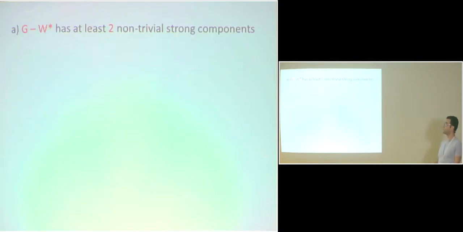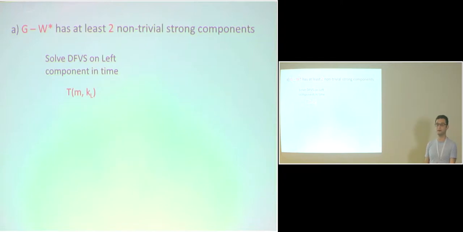Okay, so suppose we're in case A, and G minus W star has at least two non-trivial strong components. Then I remove W star. I have at least two components. Pick one of them, and solve DFVS on it. Now notice that my budget for the solution for this component is at most k minus 1, because the other strong component contains at least one cycle, so I need to pay at least one vertex over there.